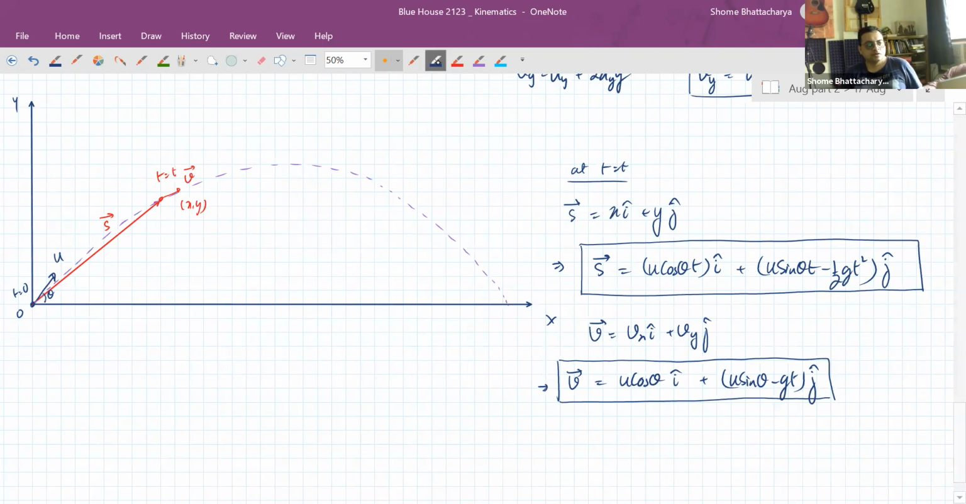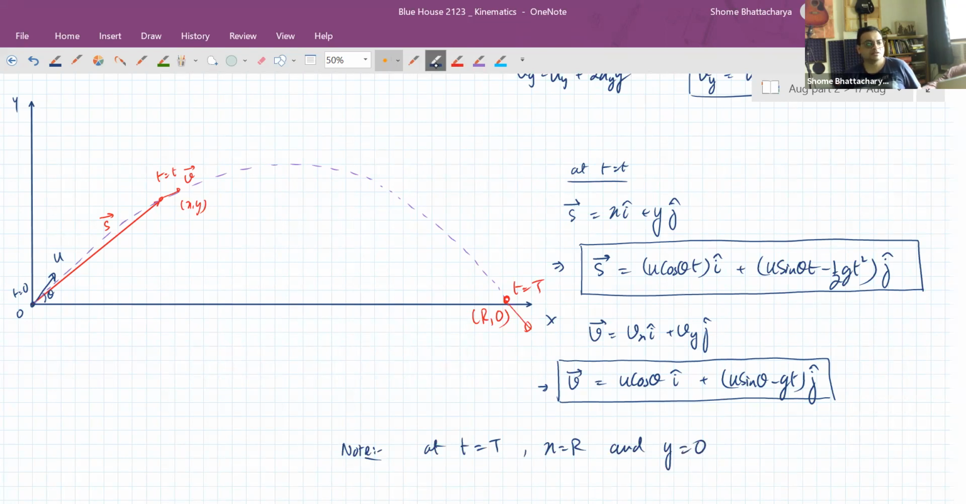Okay. Now the next thing that is going to be important here is that at the time when the projectile comes and hits the ground, that is what we call the total time. At that point of time, wherever the particle is landing, its y coordinate is becoming 0 and its x coordinate is becoming the range. So at t equal to capital T, the x coordinate becomes the range and the y coordinate becomes 0.